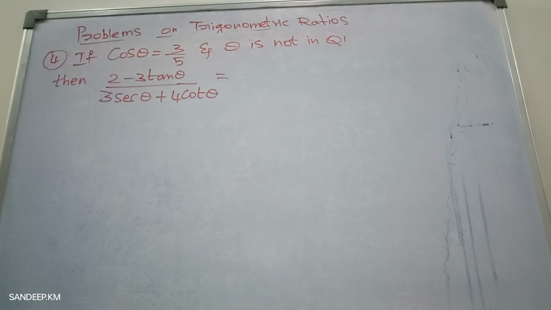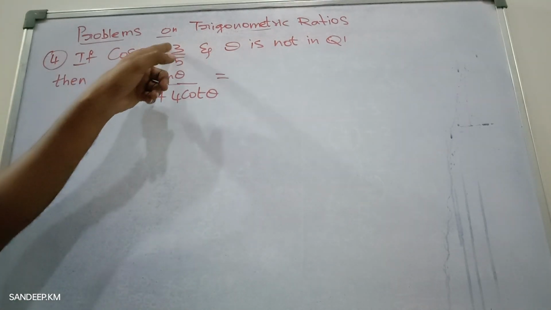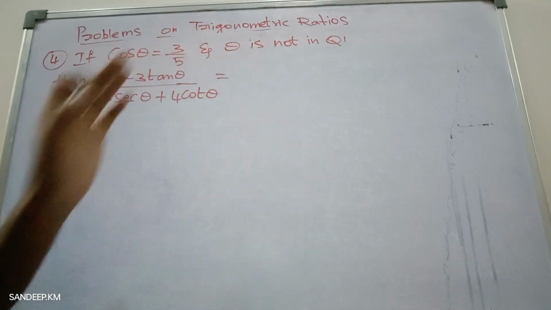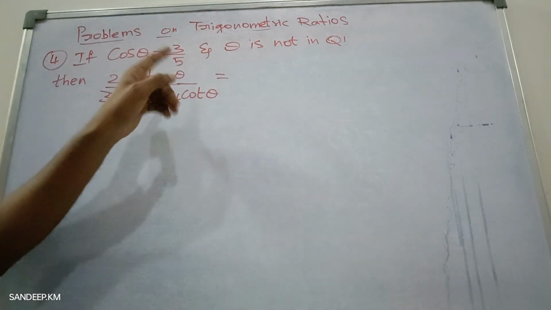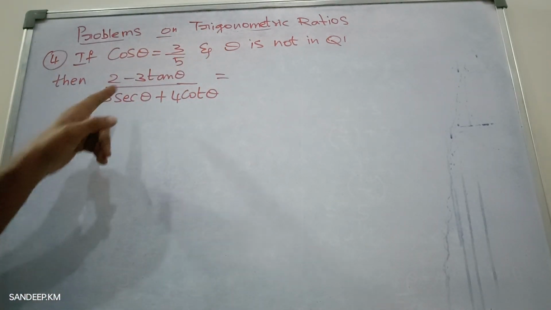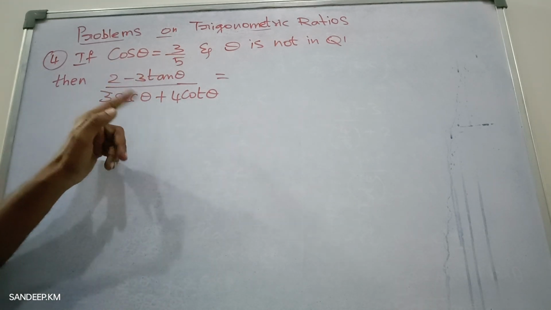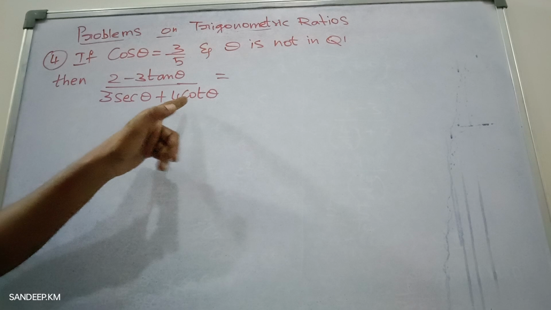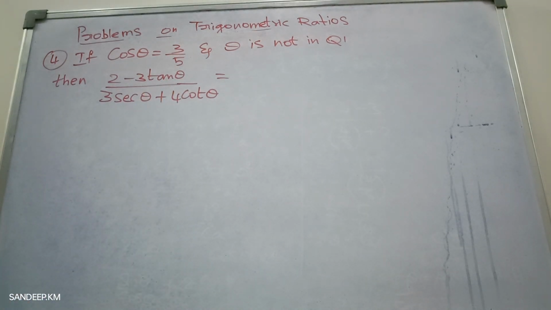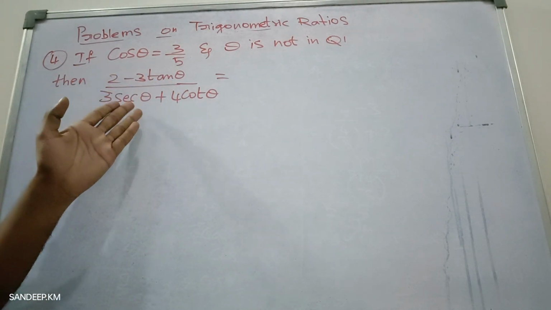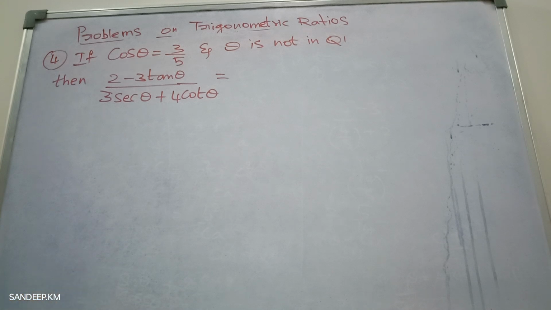Our fourth question. If cos theta is equal to 3 by 5 and angle theta is not in the first quadrant, then we are supposed to find the value of 2 minus 3 tan theta divided by 3 secant theta plus 4 cot theta. Of course, in this question we have to find tan theta, sec theta and cot theta. We have to do it.